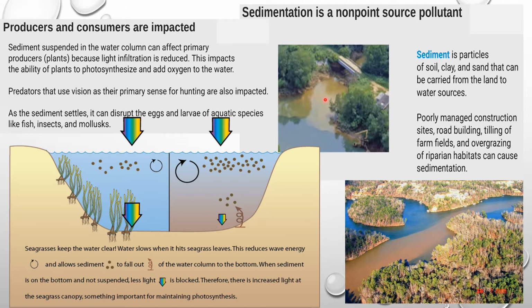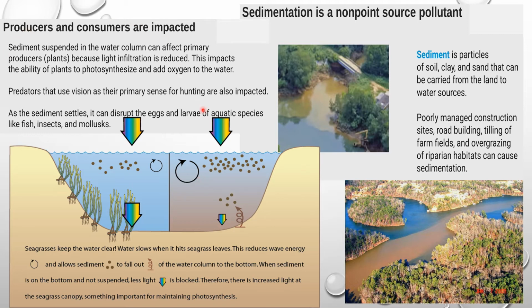And as soon as that happens, photosynthetic organisms are not going to be able to do their thing. A lot of this comes from construction, poor management of construction sites, road building, farm fields, overgrazing. That's how the sediment just runs off every time there's a lot of rain. If you look at the picture on the left, this is where sediment is not a problem, and this is where excessive amounts of sediment are going to cloud everything, and that creates a problem for producers and consumers and the food chain.